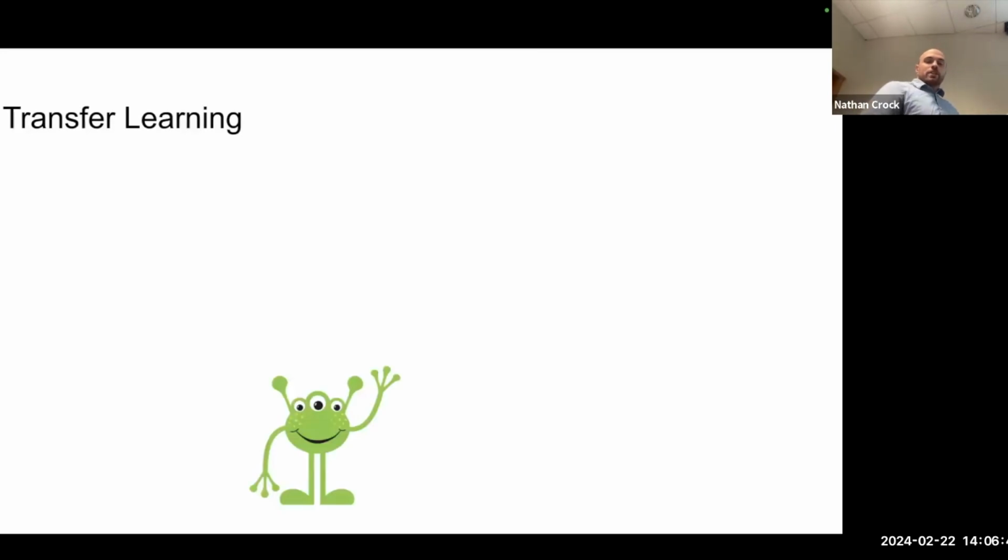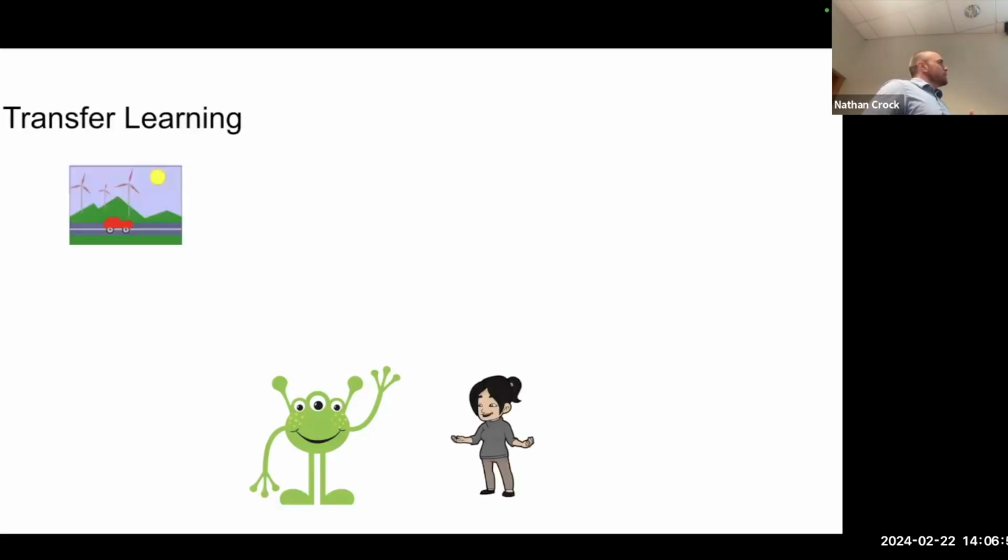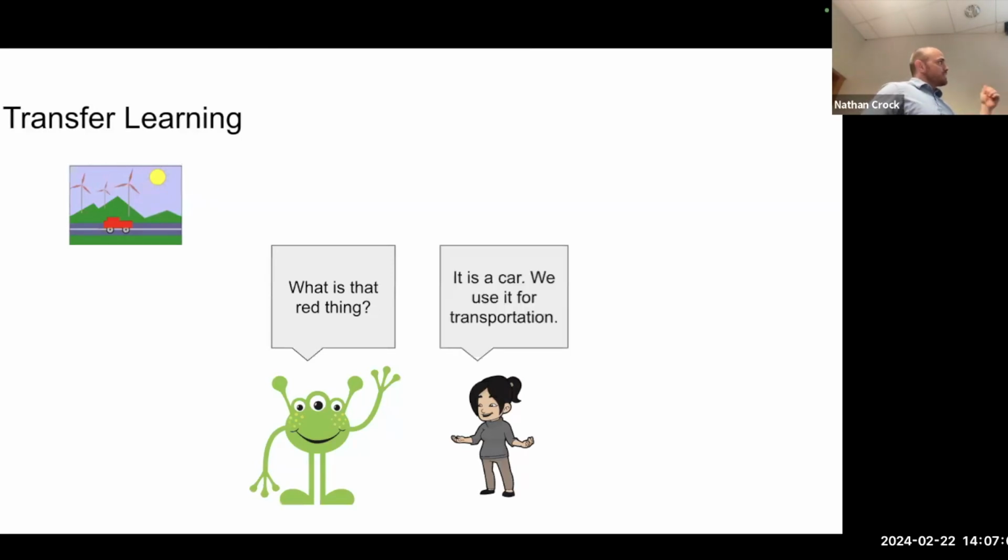So this is McGlorbaglorb, all right, and they're visiting us here, and then Sally and McGlorbaglorb are hanging out, and they're just looking at a scene somewhere, and then McGlorbaglorb says, "Hey, what is that red thing?" Somehow it knows our language, but not what a car is. We'll ignore that detail. And Sally responds with, "It's a car, and we use it for transportation."